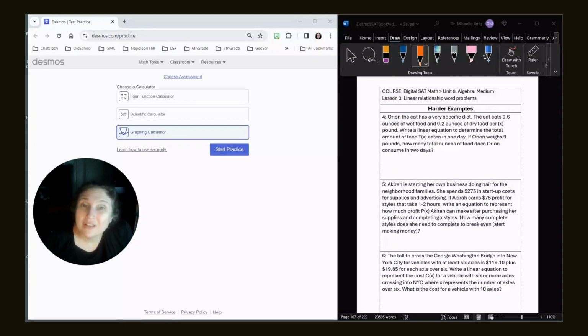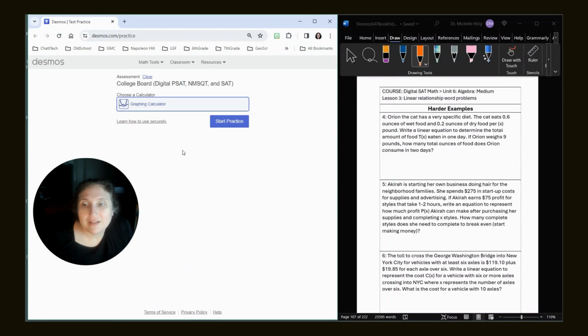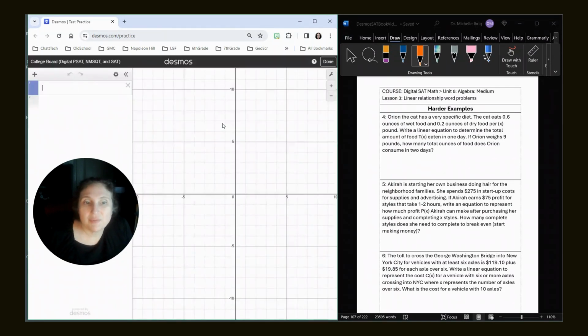We are going to look at the graphing calculator a little bit in this one. Make sure you click the link in the description, go to choose assessment, and then click College Board so that you have the same tools that I have. We're doing Khan Academy Unit 6, Lesson 3.